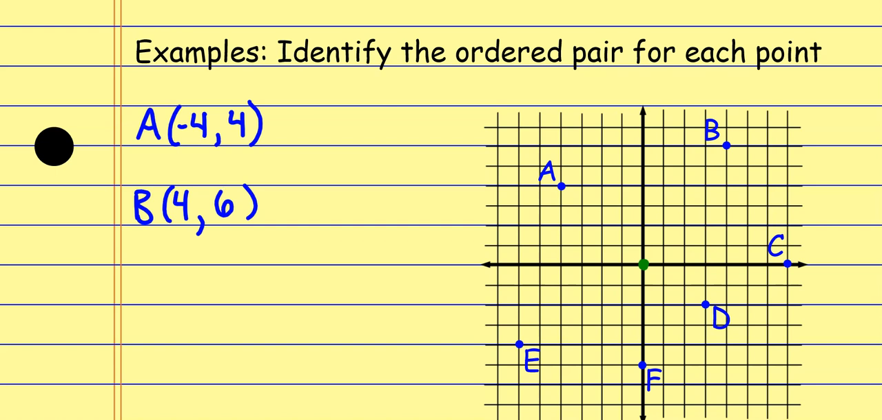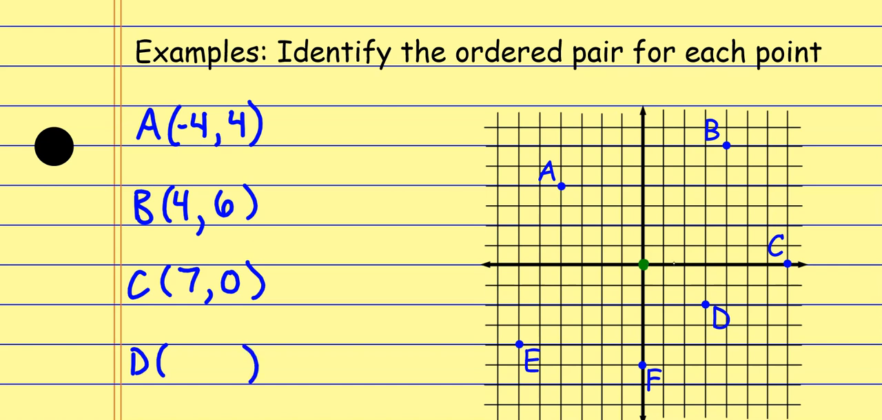The C value here looks like I go to the right 1, 2, 3, 4, 5, 6, 7 units. So that's a +7. But then I don't have to count up or down at all, which means it stays where it is. That means I move 0 blocks, okay? So because I don't move at all, it's 0, so that's the ordered pair 7, 0.